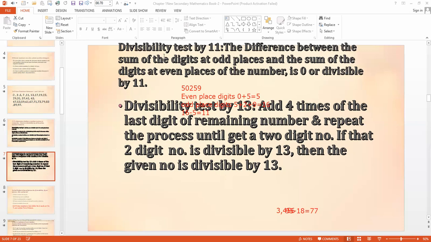I have to take a bigger number, but before that I have to erase all that we have already written. So I have to make this screen clear.